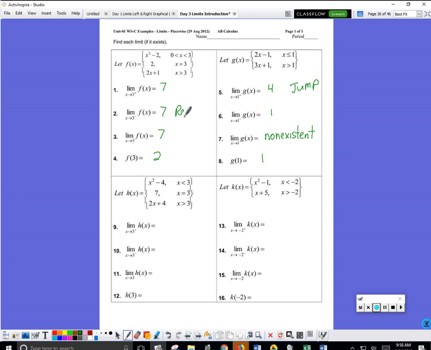And then how do you find if it's a vertical asymptote? The vertical asymptote is when the limit left and right is approaching positive or negative infinity. So none of these will have that today, but that's what's happening.